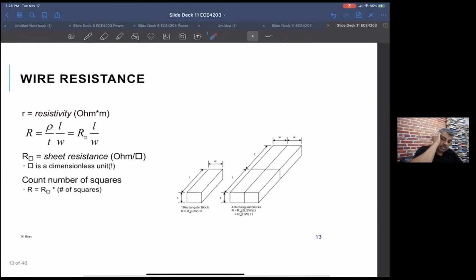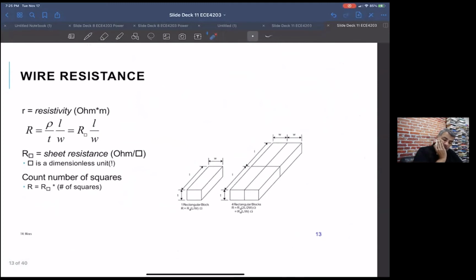Let's look at the resistance now. One of the things that confuses everybody, all the students, every semester, is this concept of sheet resistance. When you do designs, it's extremely useful and efficient, but I guess it's conceptually kind of confusing.